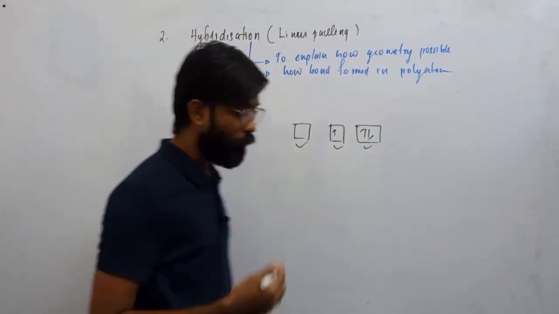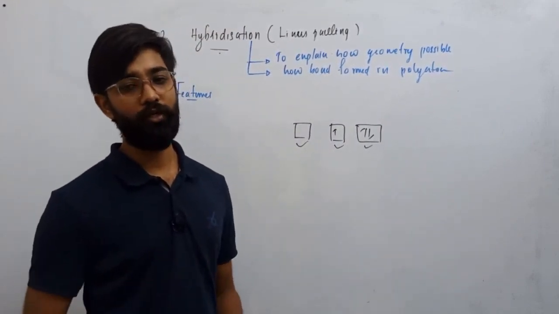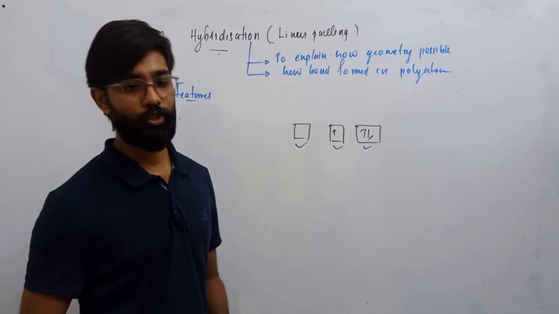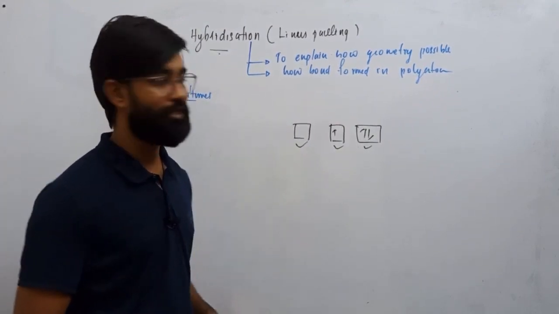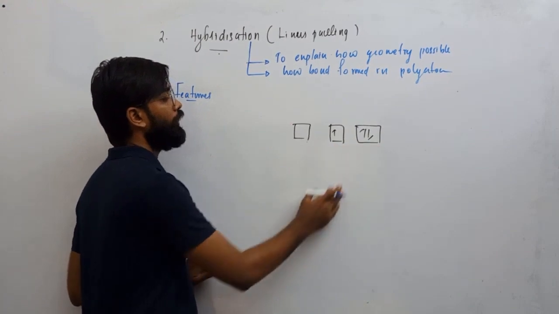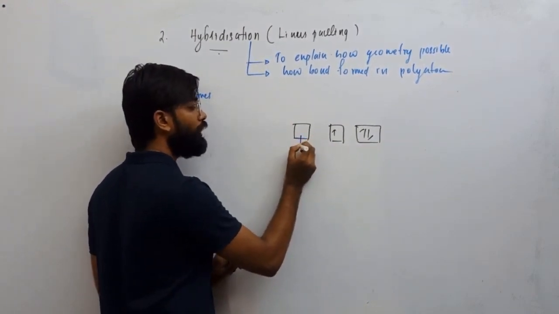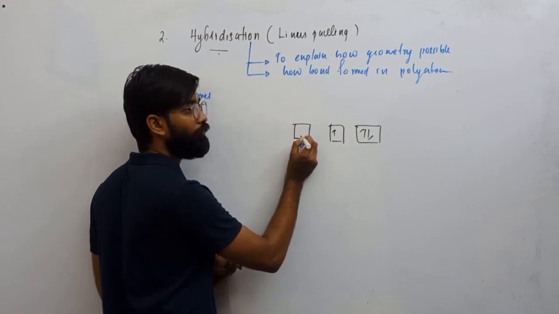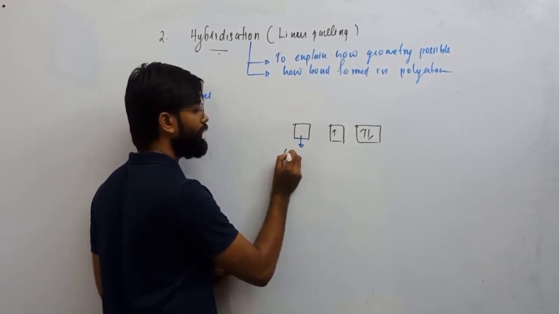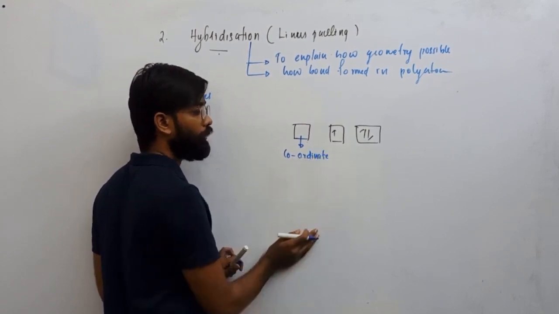Atomic orbitals that are vacant, half-filled or fully filled can participate in hybridization. Intermix means they can participate in hybridization. If the hybrid orbital is from a vacant orbital, then that orbital forms a coordinate bond.